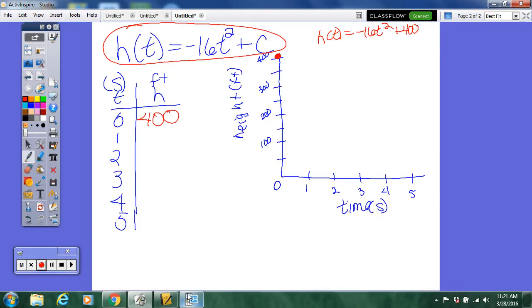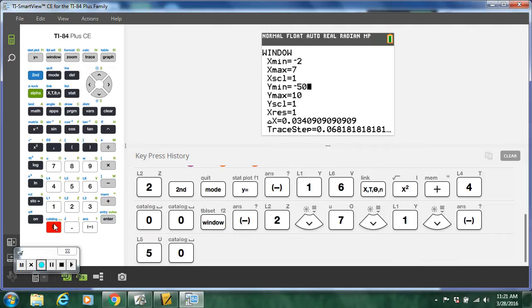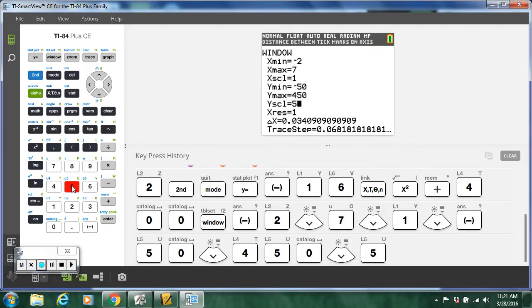Okay, so the y minimum, what was our lowest y? 0, but we want to go a little bit below that. So if we're counting by 50s, let's go down to negative 50. Whoops, let me put in 1 there. What was our highest y on our table? 400. So let's go above that, to 450. And what were we counting by? 50s.